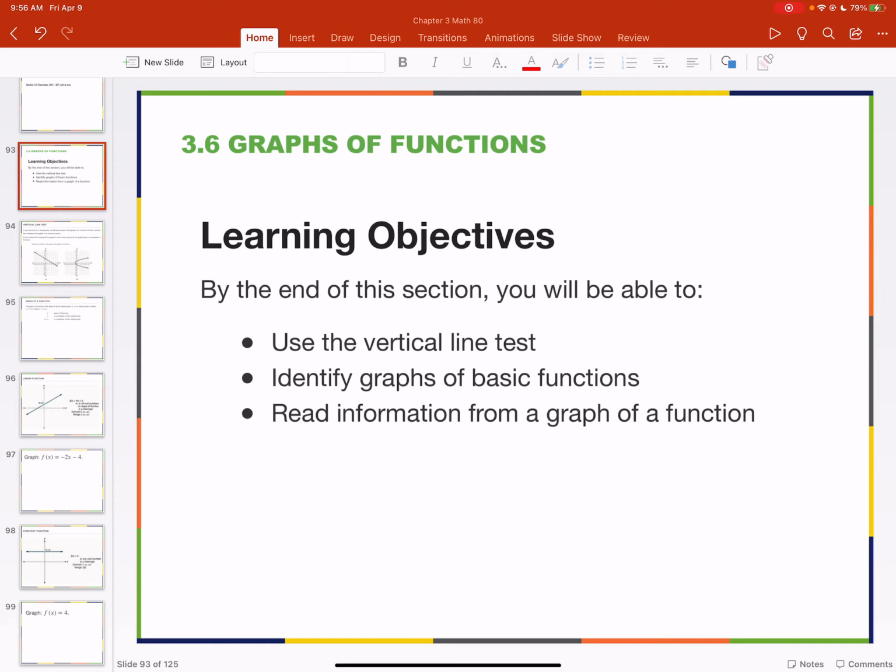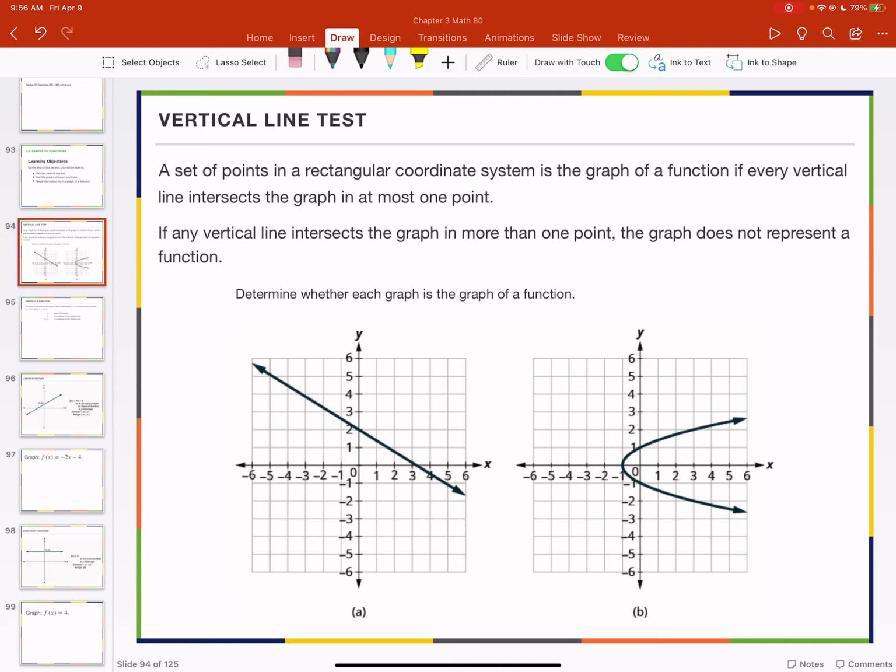The vertical line test is an easy way to tell, using a graph, if something is a function or not. Remember what our definition of a function is. For a set of points in a domain, a function is a relation where every single point in the domain points to a unique point in the range. Remember we said that if we had a list of points, the x does not repeat.